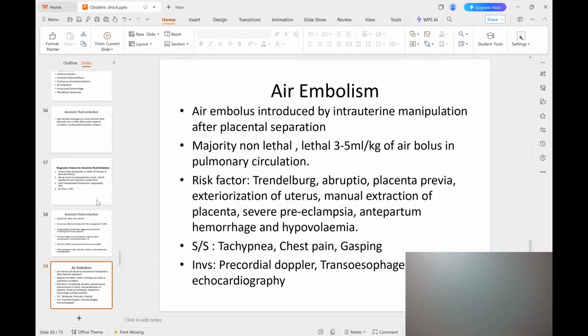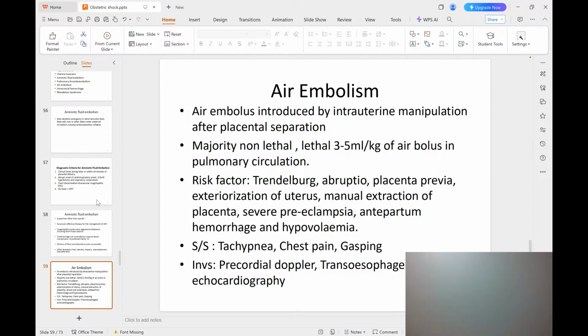Air embolism is another complication in which air is introduced into the circulation, usually pulmonary circulation, after intrauterine manipulation. The majority are non-lethal, but it is lethal if 3 to 5 ml per kg of air bolus enters into pulmonary circulation. The risk factors are Trendelenburg position, abruptio placenta, placenta previa, exteriorization of uterus, manual extraction of placenta, severe preeclampsia, antepartum hemorrhage, and hypovolemia.